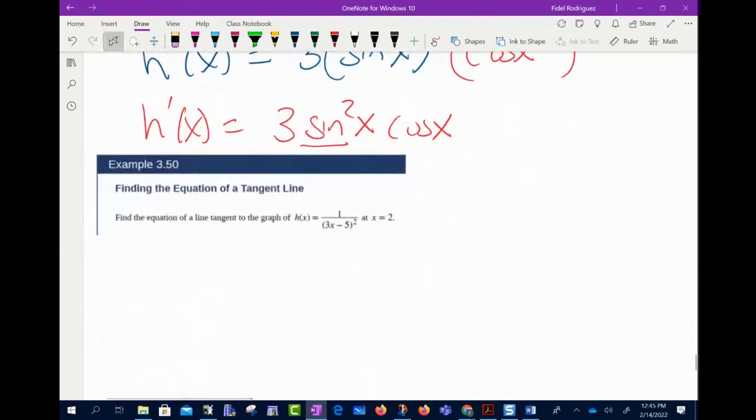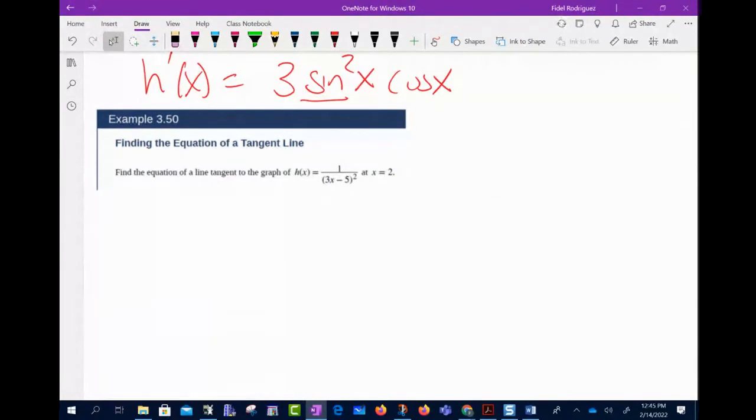All right. So let's take a look at the next one here. It says finding the equation of a tangent line. So we want to find the equation of a line tangent to the graph h of x equals 1 over 3x minus 5 all squared at x equals 2. Okay, so y'all, we haven't done this particular problem, but we have found equations of tangent lines before, right?